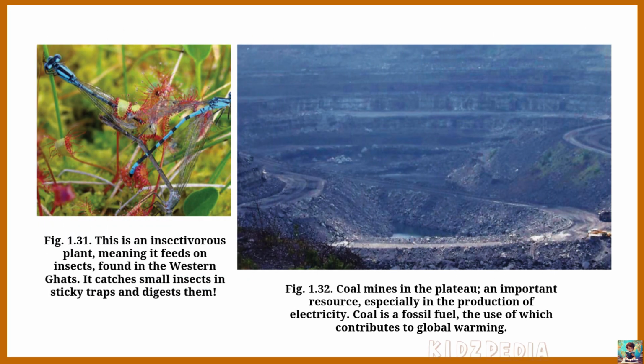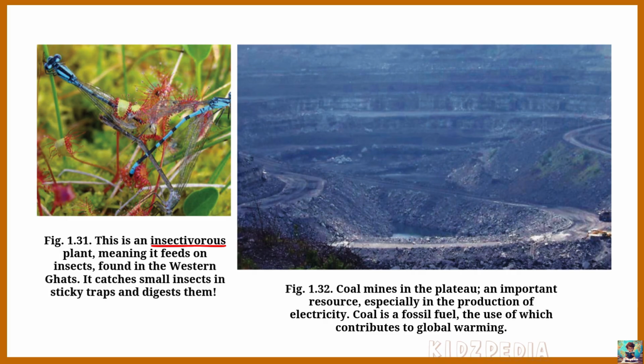Figure 1.31: This is an insectivorous plant, meaning it feeds on insects, found in the Western Ghats. It catches small insects in sticky traps and digests them. This is an insect-eating plant, that is, an insectivorous plant found in the Western Ghats. It catches small insects using sticky traps on its leaves and digests them for nutrients. Figure 1.32: Coal mines in the plateau, an important resource especially in the production of electricity.